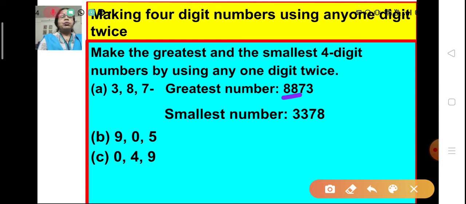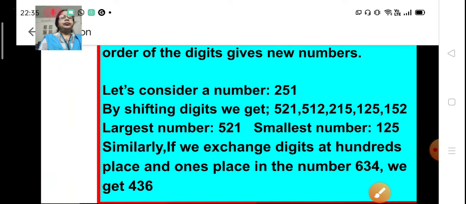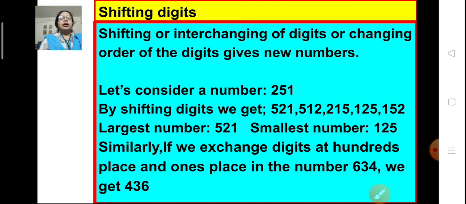And for getting the smallest number, what do we do? We repeat the smallest digit and we get the smallest number. Similarly, you can also find out the greatest number and smallest number from these two examples also by repeating one of the digits.